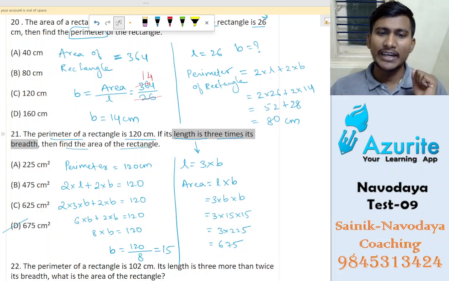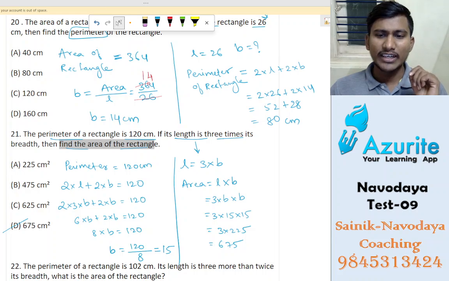Whatever is given, you write it down first. Perimeter is 120 centimeter. Length is 3 times breadth. You write it down. Now you have to find the area.